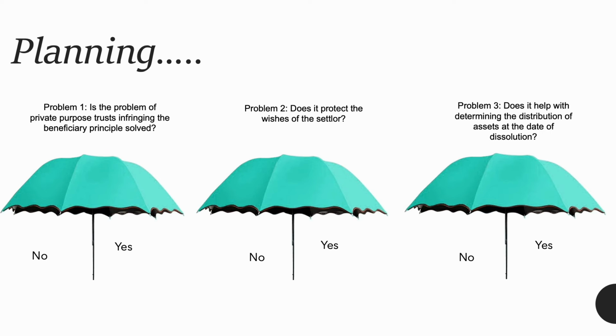Under this, I will include facts and evidence that show the problem is solved to some extent, and then I will include arguments that clearly discuss the gaps that still exist. And then you can include a mini conclusion at the end which clearly supports your main argument. I will do the same for problem 2, which considers whether the wishes of the settlor are protected, and for problem 3 as well, which focuses on whether the theory offers an appropriate method for determining the distribution of assets.